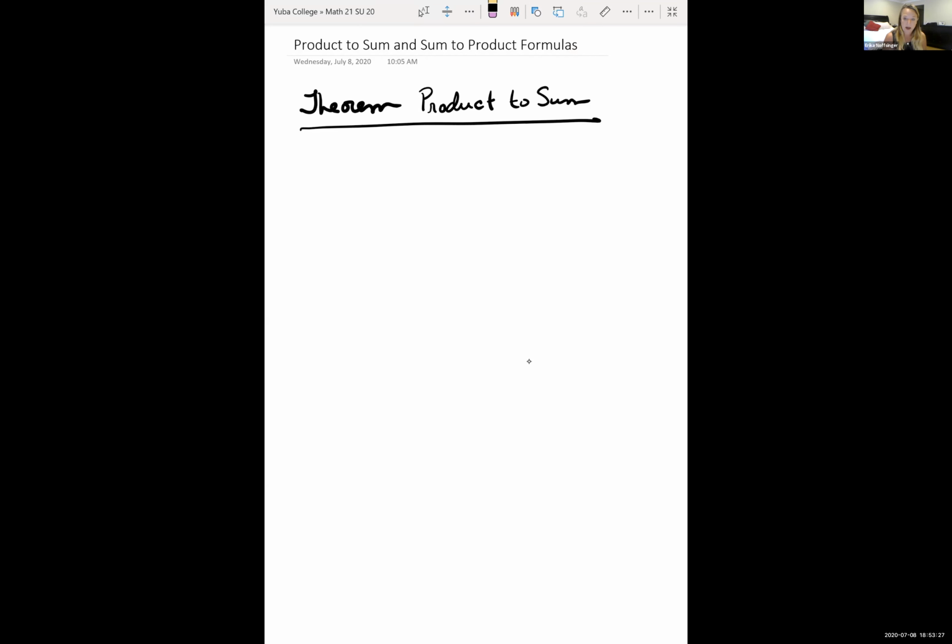Okay, so if you have a product of two trigonometric functions, sine of alpha times sine of beta, this is equal to 1/2 times the whole quantity, so put brackets, cosine, the argument is alpha minus beta, minus cosine of alpha plus beta.